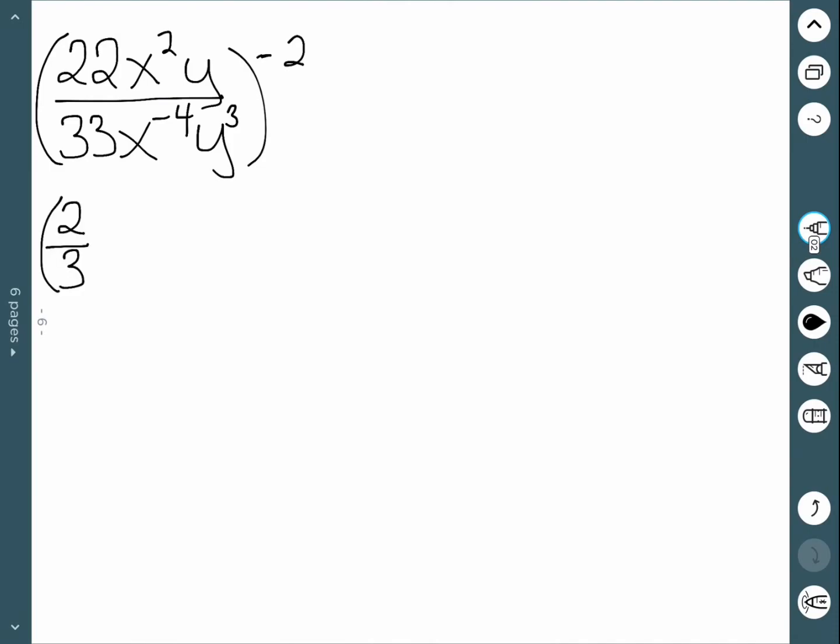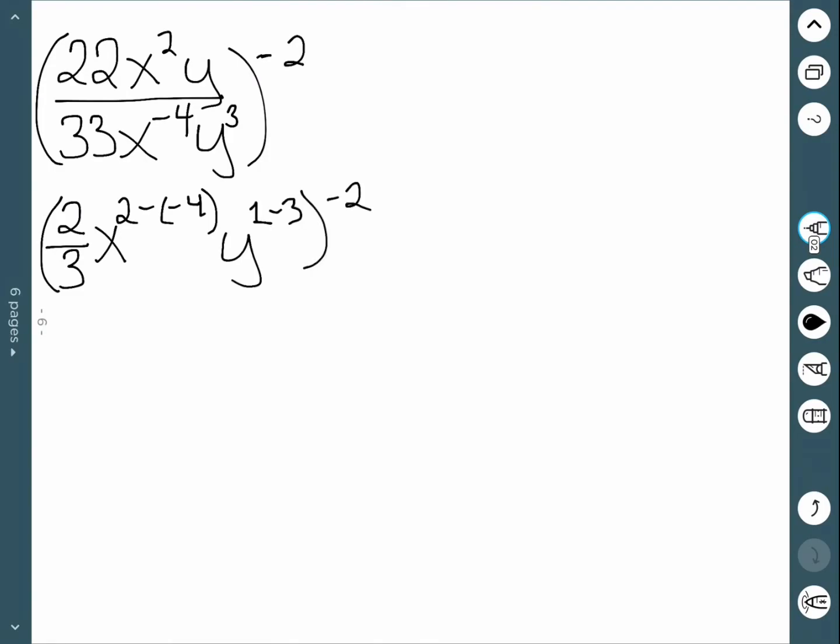Now that we've dealt with that, let's start with the x's. Since we're dividing, we know we need to subtract. So I have a 2 minus negative 4, and once again, be very careful with the signs. Then we have the y's. The top exponent is a 1 and the bottom is 3, so I'll have 1 minus 3.